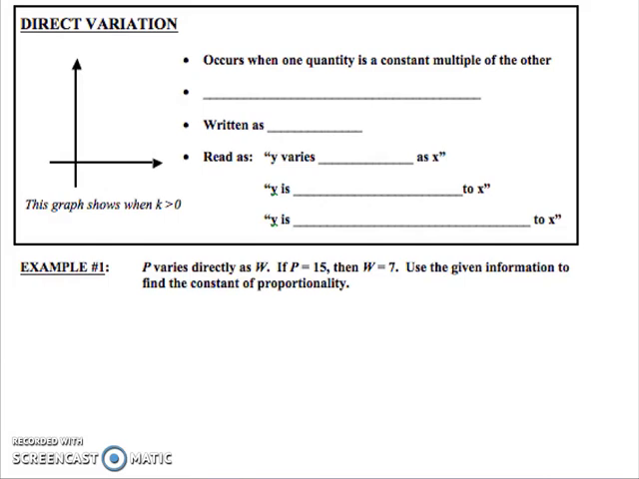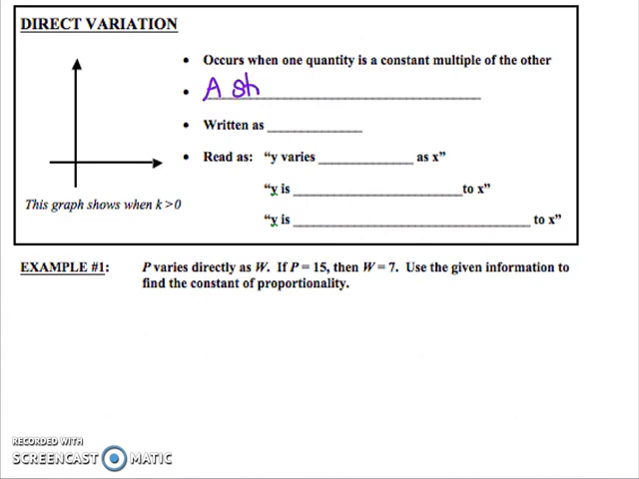This is Precalculus section 1.11 notes. Today we're going to be talking about modeling variation, and there are different types of variation. The first type that we're going to talk about is direct variation. This occurs when one quantity is a constant multiple of the other.